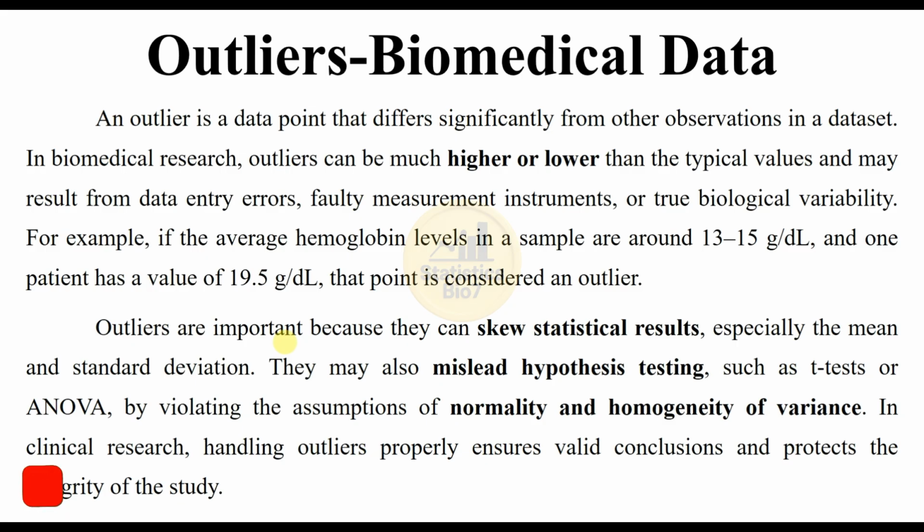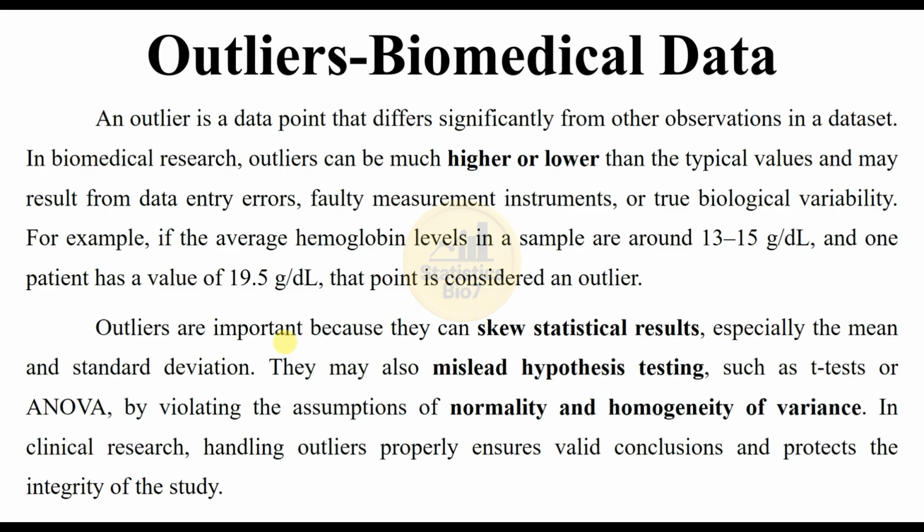This is episode 4, and today we are exploring a critical part of data analysis, outlier detection in biomedical data sets. An outlier is a data point that differs significantly from other observations in a dataset. In biomedical research, an outlier can be much higher or lower than the typical value and may result from data entry error, faulty measurement instruments, or true biological variability.